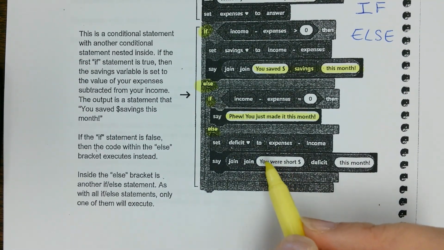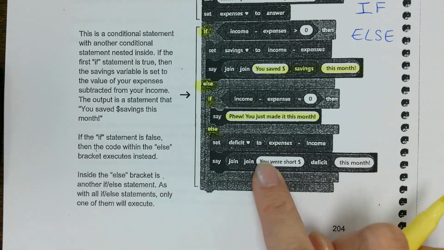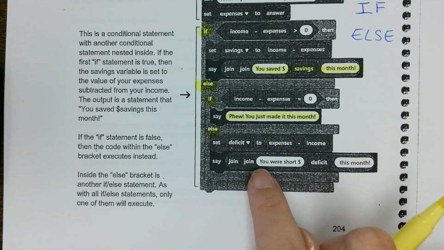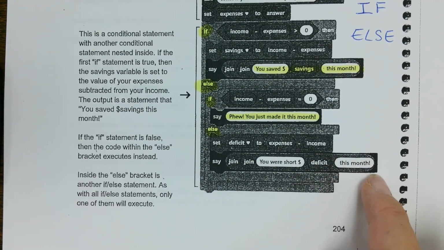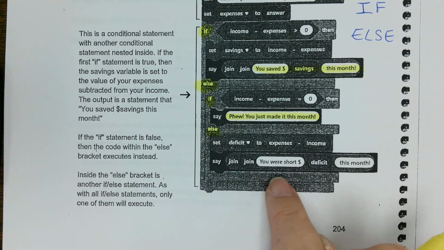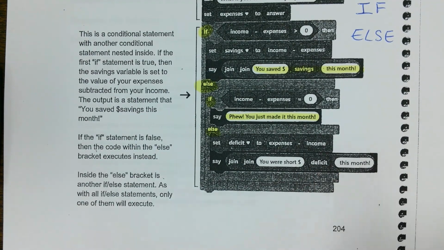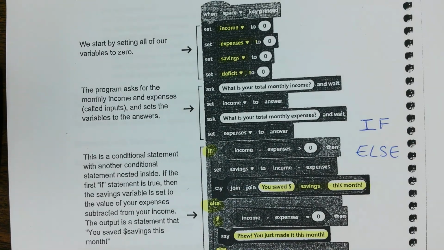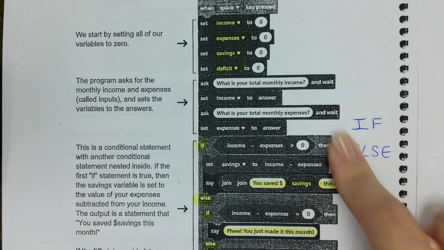Okay, so again, this is very important. I might ask you on the assignment, what is the output? Your output is not you were short deficit this month. It will actually be a number because it did the math for you right here. You were short $5 this month, for example. Okay, so if else, that's one of the most important programs that we learned in grade 9.